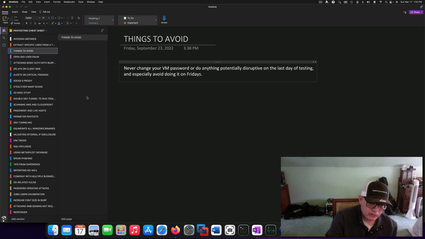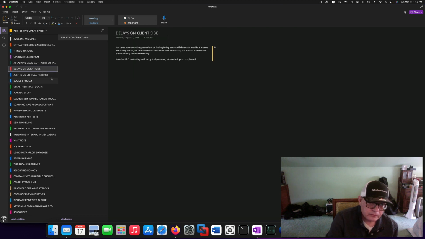I also keep track of solutions to specific error messages. Mostly, this is kind of like a lessons learned file. For example, let me increase the size here. It's not very readable.